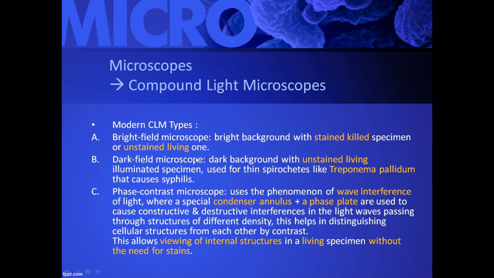The dark field microscopy uses a dark background, so we don't need the staining. The specimen will appear white or illuminated against a dark background. So we use it for unstained and living specimens. We especially use it for thin spirochetes. Thin spirochetes, we cannot view them using bright field microscopy, but we can view them on a dark field microscopy. Thin spirochetes like Treponema pallidum, the cause of syphilis.